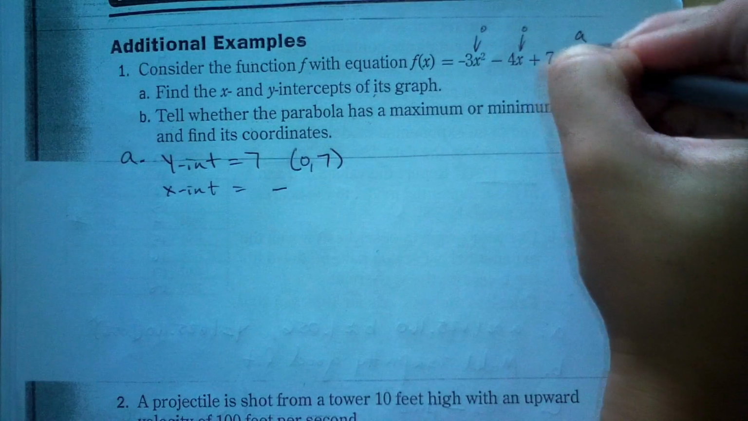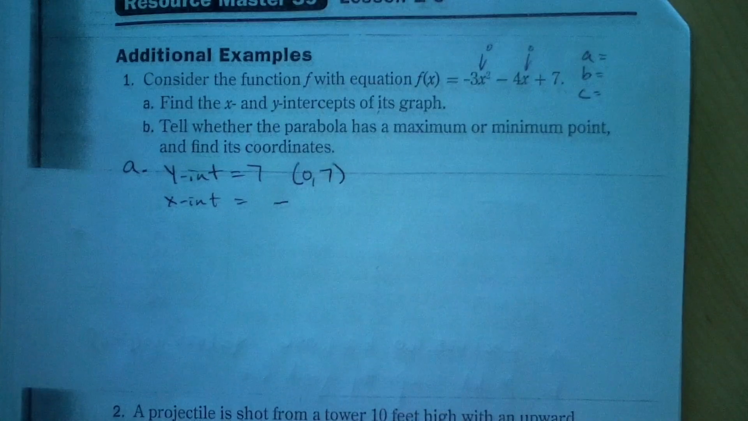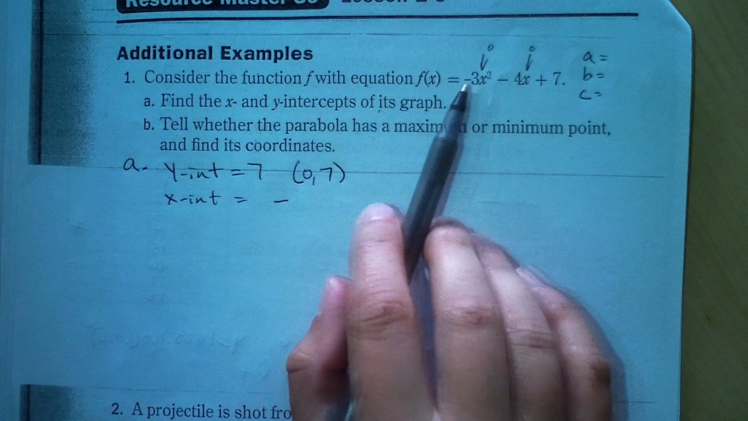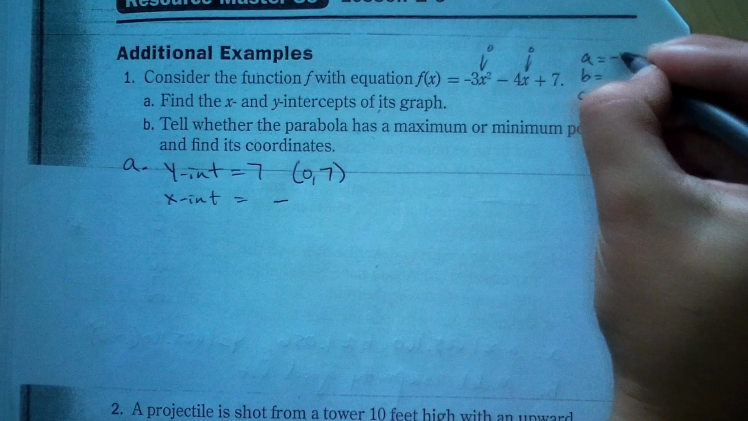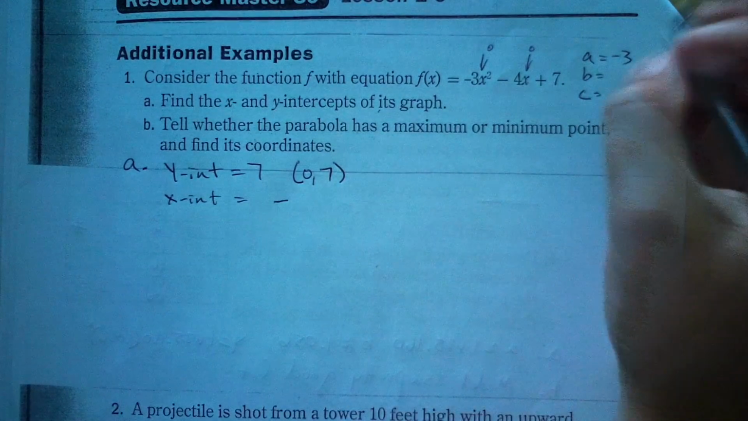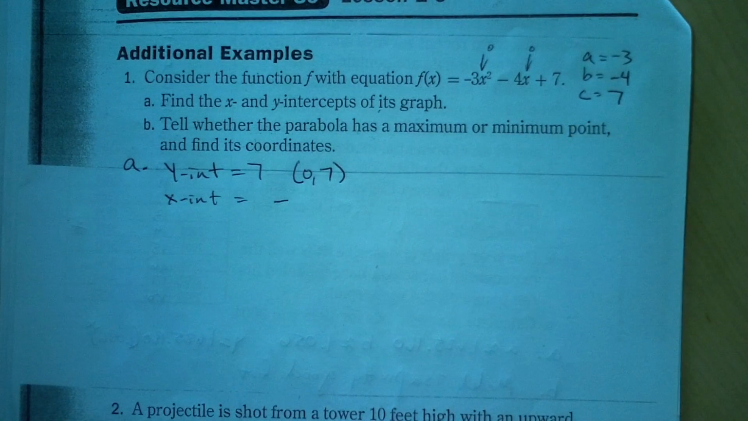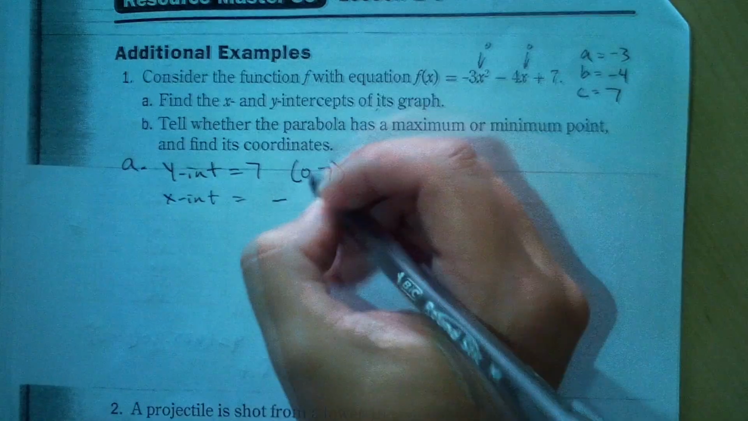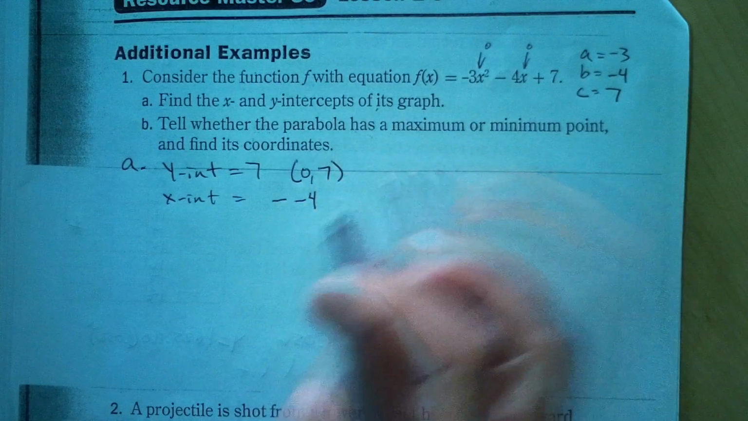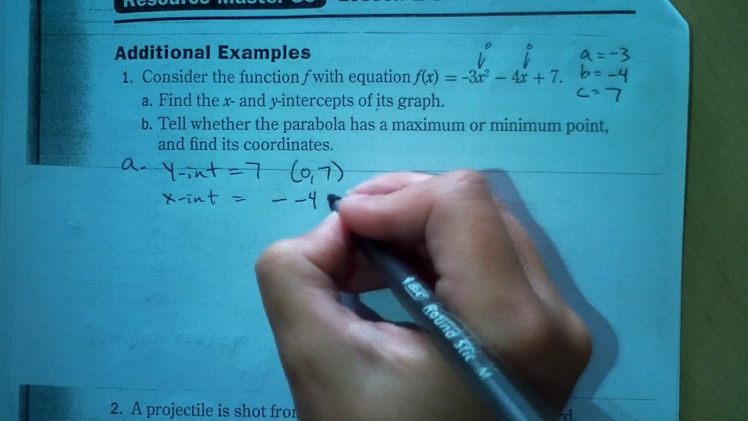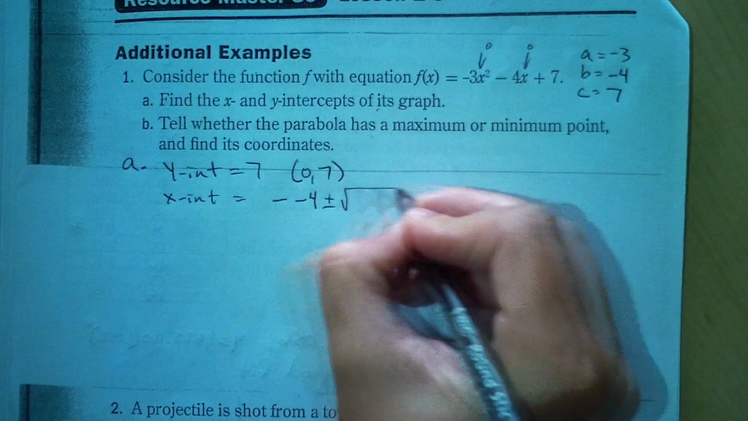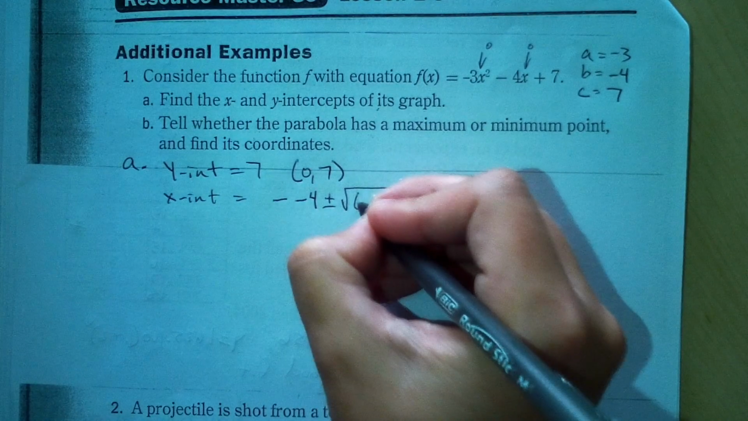So it's always negative b, so negative -4, or the opposite of it, which would make it a positive, plus or minus the square root of our b value squared, so (-4) squared, and I'm going to put it in parentheses so I remember to put it in parentheses on my calculator, minus 4 times my a value, which is -3, times my c value, which is 7, over 2 times my a value, which is -3.